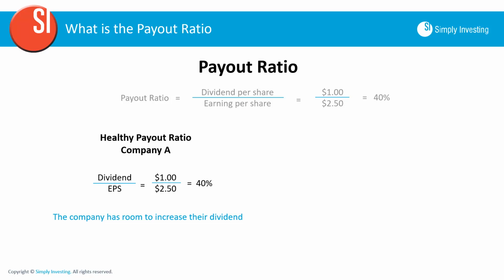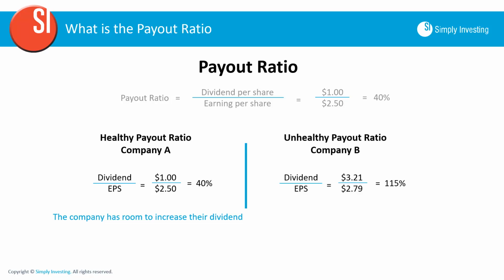What did it do with the rest of the money? Well, the company took the rest of the money and reinvested it back into the business to grow the business. So in this case, a payout ratio of 40% is pretty good, and it indicates that the company has room in the future to increase their dividend if they wanted to.